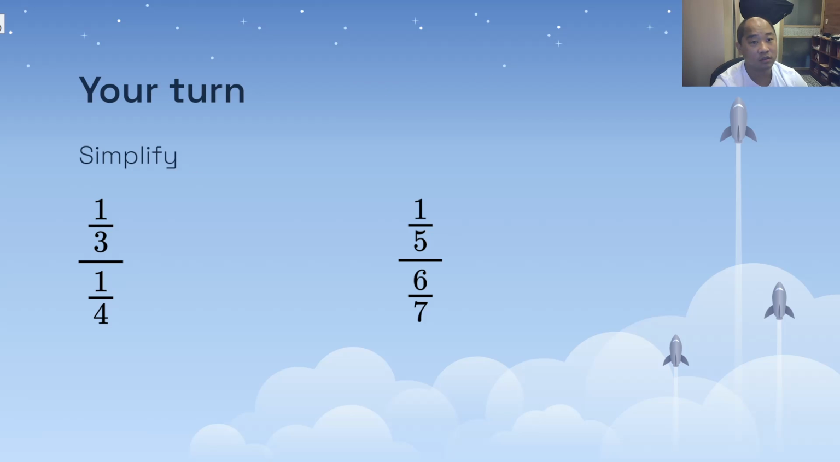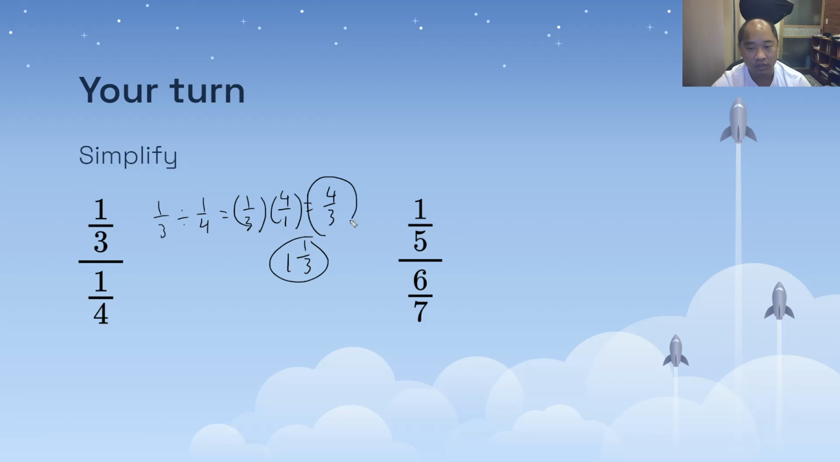Your turn. Let's do the first one. 1/3 divided by 1/4 is the same thing as 1/3 times 4/1, which is 4/3. I would take 4/3. I would also take 1 and 1/3. Either one is fine with me. I don't mind improper fractions myself. Some teachers don't accept it. I would accept an improper fraction. I would also accept a mixed number.